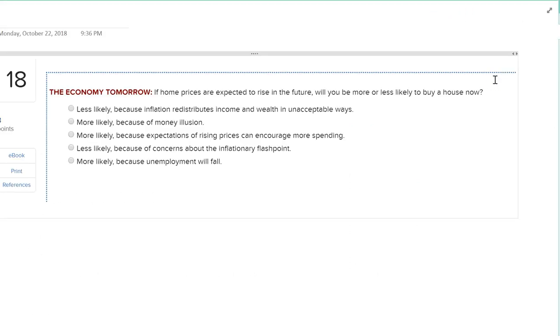And then the last one that I wanted to look at, and this was actually a little bit easier than I had first thought when I glanced at it the first time. It says, if home prices are expected to rise in the future, will you be more or less likely to buy a house now? So this goes back to the idea of future price expectations. If we expect the price of something to go up, what would happen to our demand today? So in this one, I want you to just consider that when you answer this. If we expect prices to go up, what do we do in the present day when it comes to demand for a home in this case?